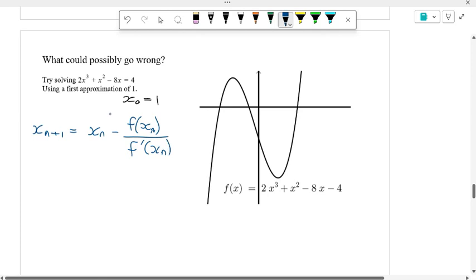Okay, just try and solve. So our actual function, remember you've got to have a 0. This is our actual f of x.